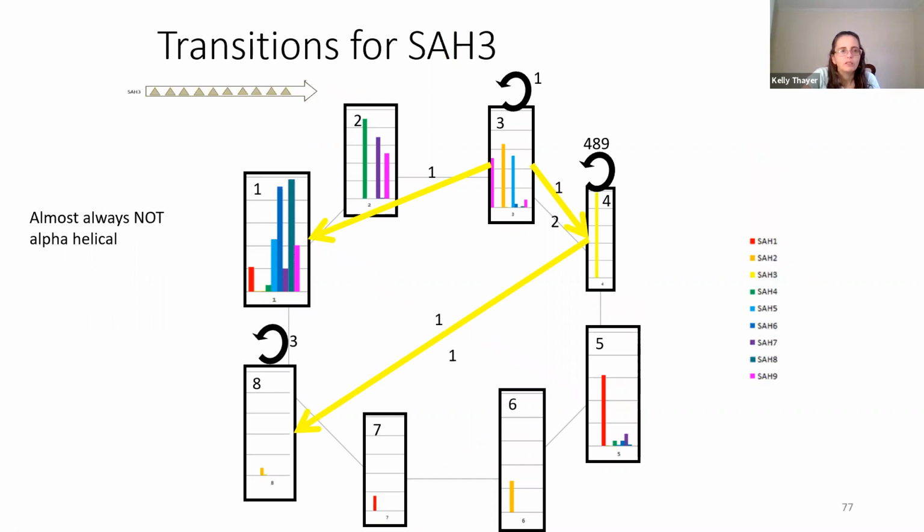Yellow, this one here, SAH3, is almost always non-alpha helical. So again, we could look at that idea of being in just one substate. Is that the thing that's operative here? And the answer is no, because this one is almost always in substate 4, but that's not the correct shape. So therefore, that's not the reason why. And so it's not because it has rigidity. It has to do with being rigid in the correct shape.